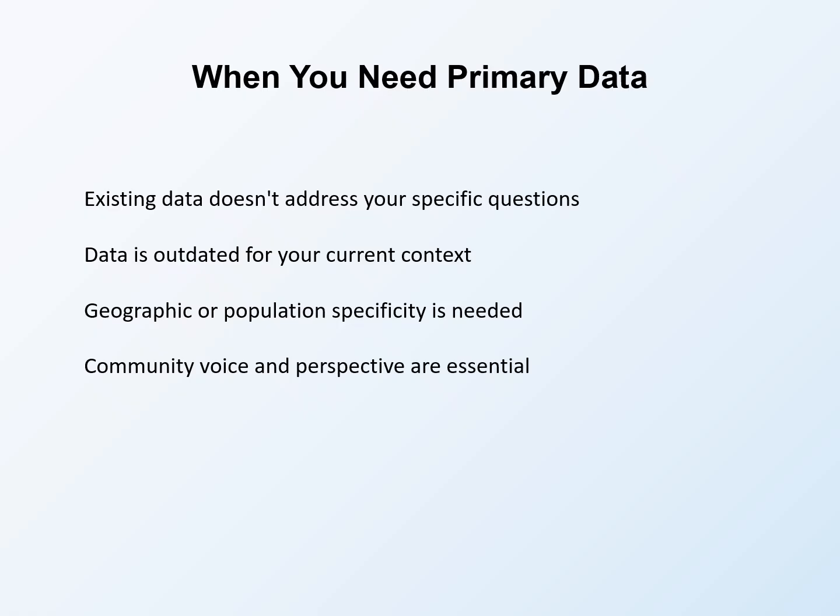Third, when you need geographic or population specificity that secondary sources can't provide. National data doesn't tell you what's happening in your neighborhood. And fourth, when community voice and perspective are essential. Sometimes you need to hear directly from people about their experiences, concerns, and priorities. Secondary data can't give you that.